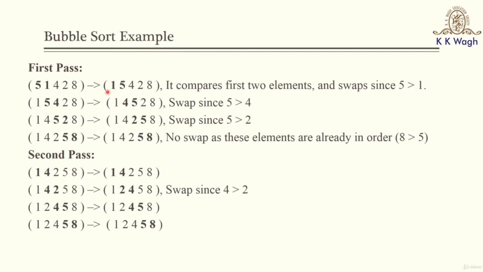Now the same will be given as input to the next step. 5 and 4 will be compared. Again, 5 is greater than 4, so a swap happens and the result will be 1, 4, 5, 2, 8. Similarly, 5 and 2 will be compared, and again a swap will be done. Then 5 and 8 will be compared, no swapping is required because 8 is already greater than 5. Now this is the solution of your first pass.